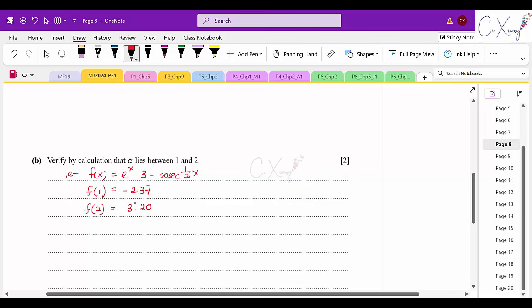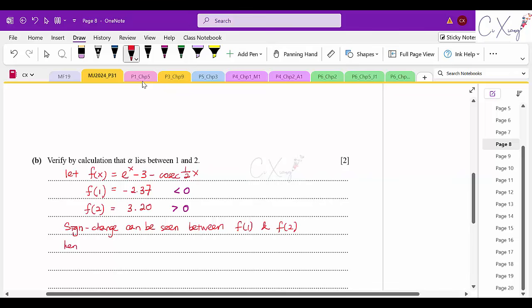So from here, I think it's very obvious. For negative 2.37, you have a value less than 0, and for 3.20, you have a value more than 0. So you can see that a sign change appears between the two values of f(1) and f(2). Let us make a simple conclusion here. Sign change can be observed between f(1) and also f(2).